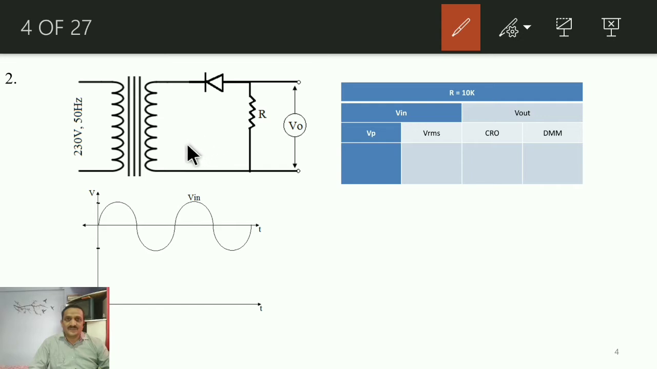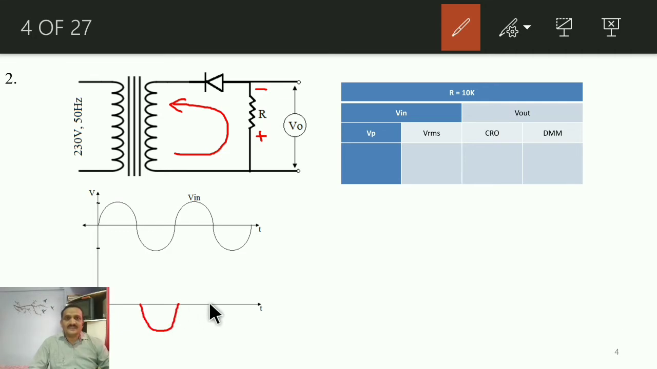No current will flow during the positive half of the input. During the negative half of the input, this terminal becomes positive and the diode becomes forward biased, and that's why the current flows in this direction. So the drop across this resistor will have this polarity due to the direction of current through it. If the positive terminal of the CRO as well as the DMM is connected here, those terminals are connected to the negative drop, and hence the obtained output will be somewhat like this.